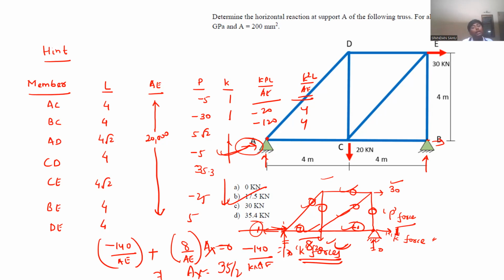And we are getting a positive value. Positive value means what? Your assumption is right. You take one unit in the leftward direction, then only AX is positive. It means AX will come out to be 17.5 kilonewton positive in the outward or leftward direction, outward to the truss. Outward in this sense, in this direction. Yes, sir. This direction. Outward means this direction.